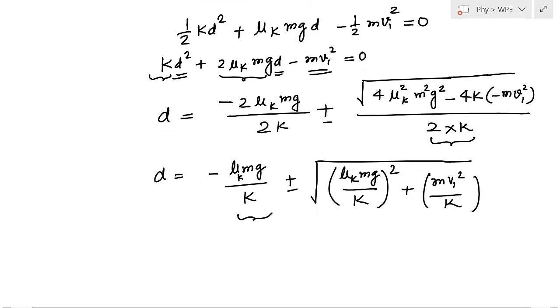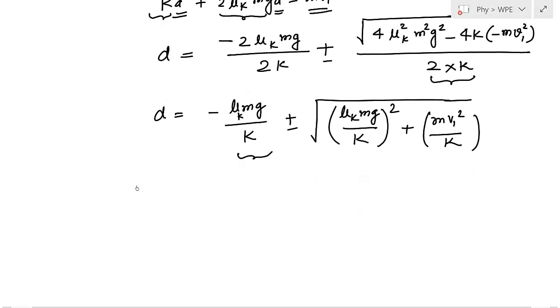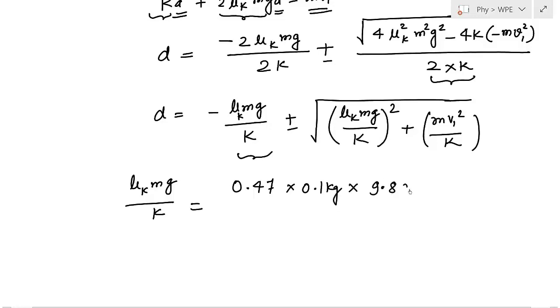So let us calculate the first term, that is mu k mg divided by k. So mu k is 0.47 and mass is 0.1 kg, and g value is 9.8 meter per second square, and this divided by k, that is nothing but 20 Newton per meter. Now if you calculate, this value will come 0.02303 meter.